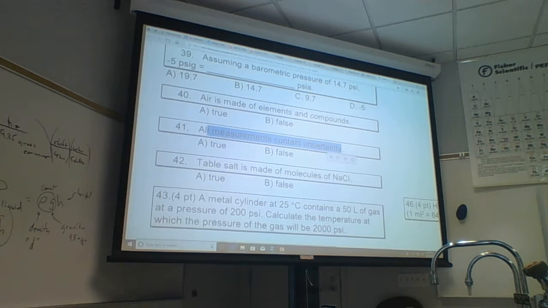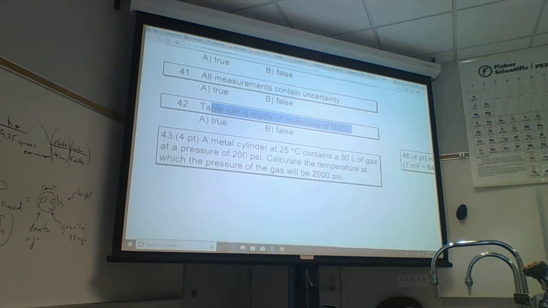This type of question is just general knowledge, factual memorization, little facts here and there. So it's not made up of molecules? Sodium chloride is not made up of molecules.